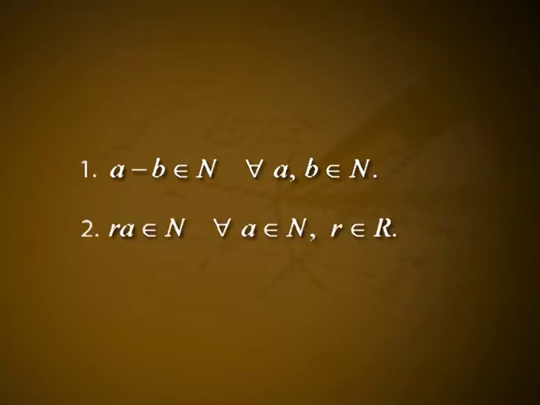Submodules. Definition: a non-empty subset N of an R module M is called an R submodule, or simply a submodule, of M if 1. a minus b belongs to N for every a, b belongs to N. 2. ra belongs to N for every a in N, r in R.